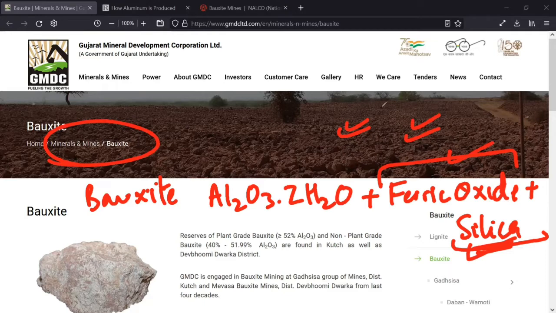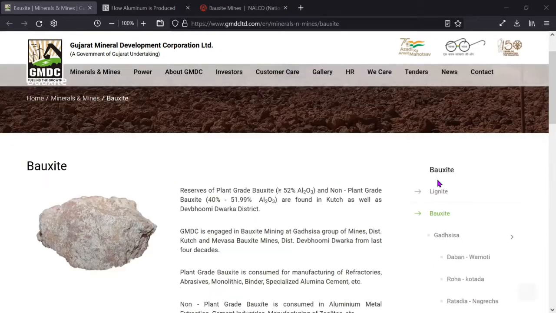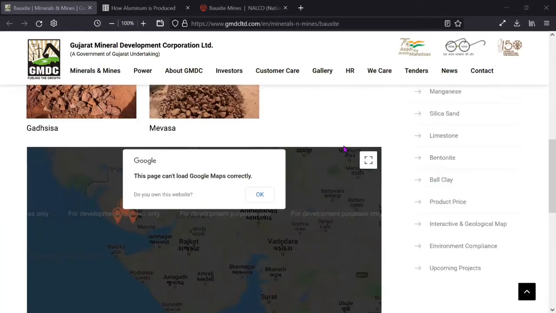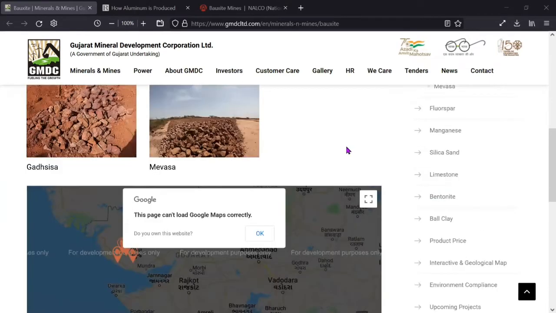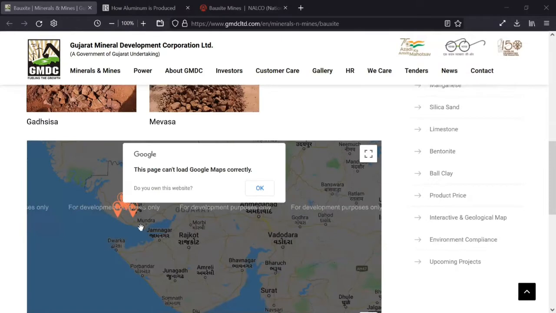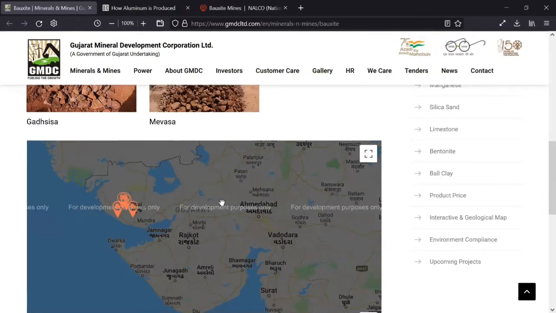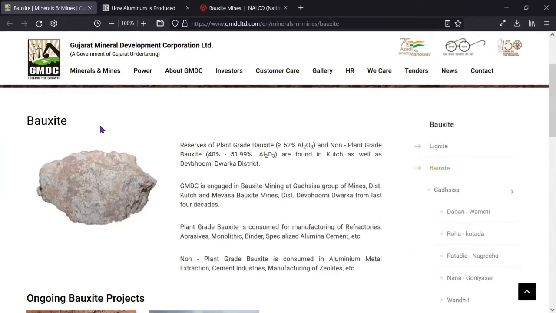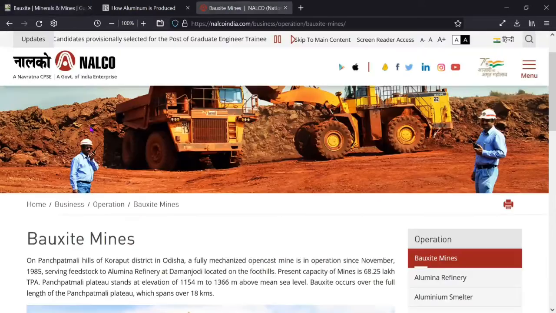Mr. CB, any doubt till here? No doubt. So this is one of the government-owned mines which take out bauxite. And these are the places. Can you see these places? So this is where in India we will find Gujarat Mineral Development Corporation operating. Okay. Now, this is how the mining looks like. Mr. CB, can you see this? Yes, sir. So all this red color is due to the ferric oxide. So this is what we are discussing.